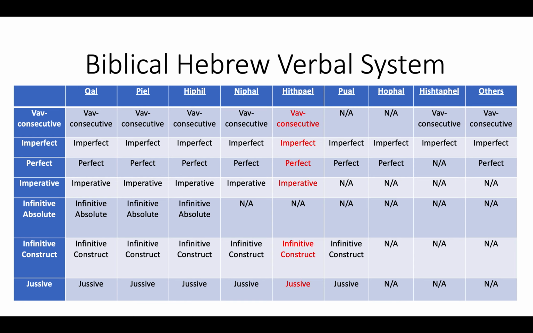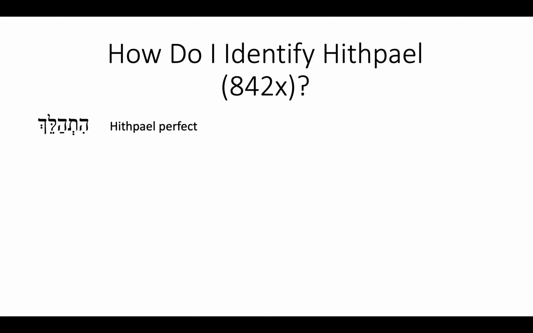And the first pattern we'd like to talk about is Hithpael. You'll notice that Hithpael is productive in all the verbal forms except for infinitive absolute. So it's kind of the next major minor pattern. How to identify Hithpael, which shows up 842 times in the Bible. We have this pattern, so it's not totally uncommon.